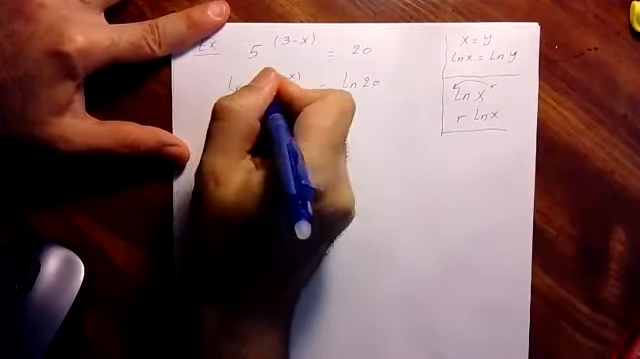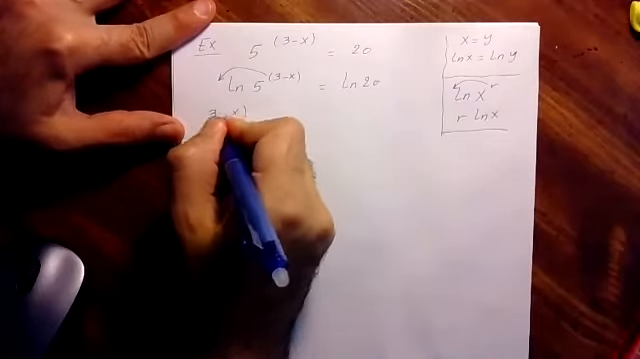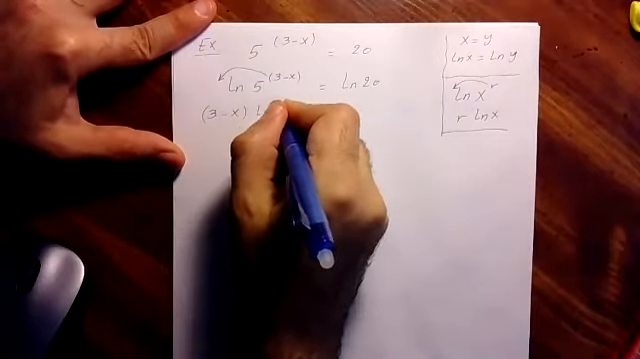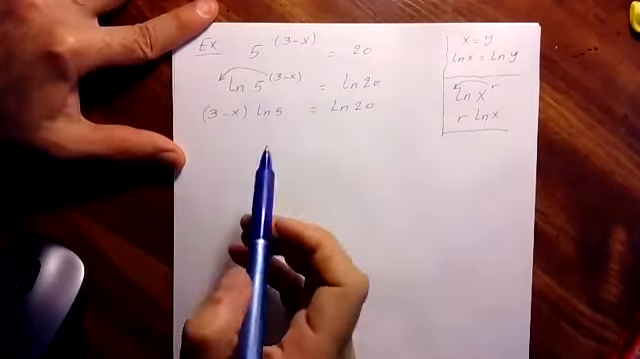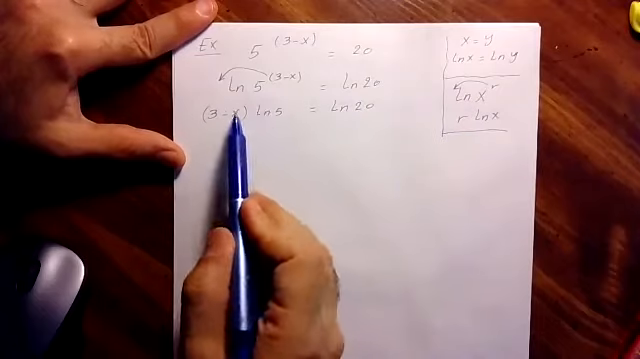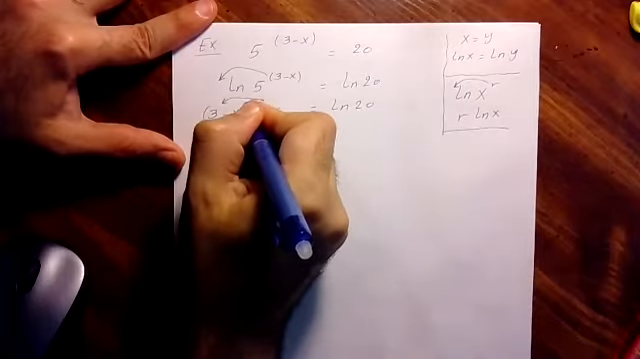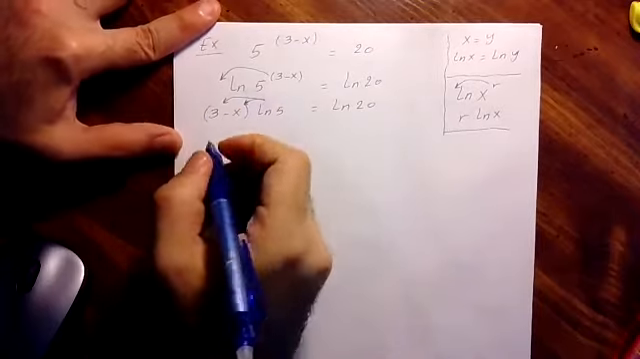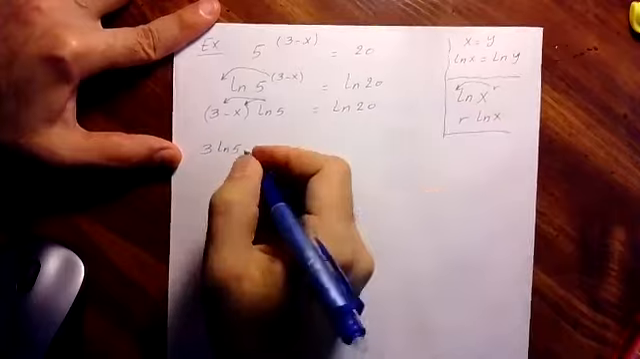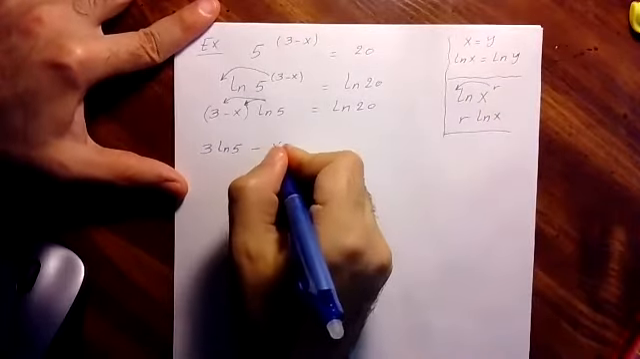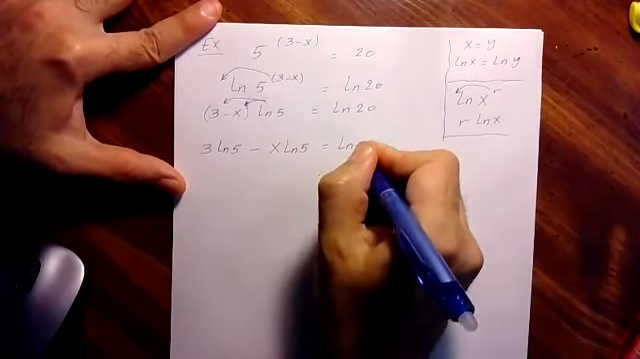I'm going to do this rule here. I'm going to move the exponent in the front. So it's going to be (3 minus x) ln 5 equals ln 20. Now the same thing. Distribute the ln 5 to the parentheses. So ln 5 multiplied by 3 and multiplied by x. Multiplied by 3 is going to be 3 ln 5 minus x ln 5 equals ln 20.